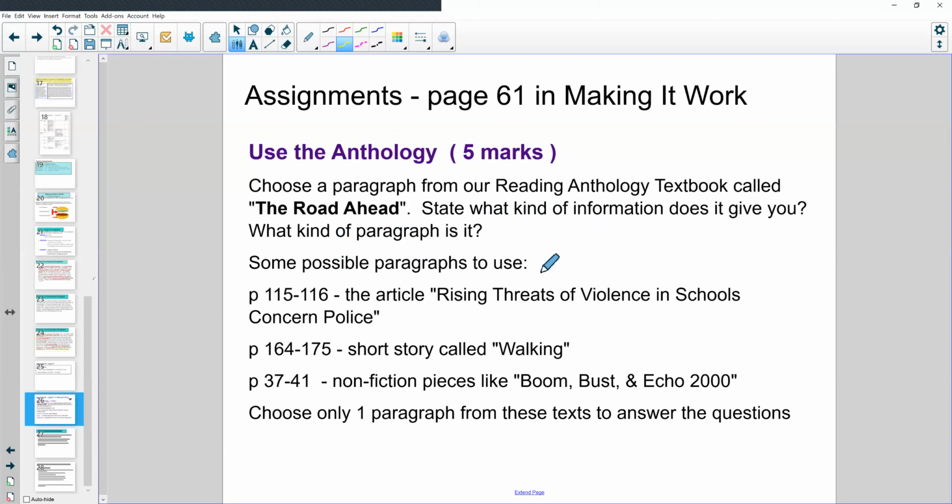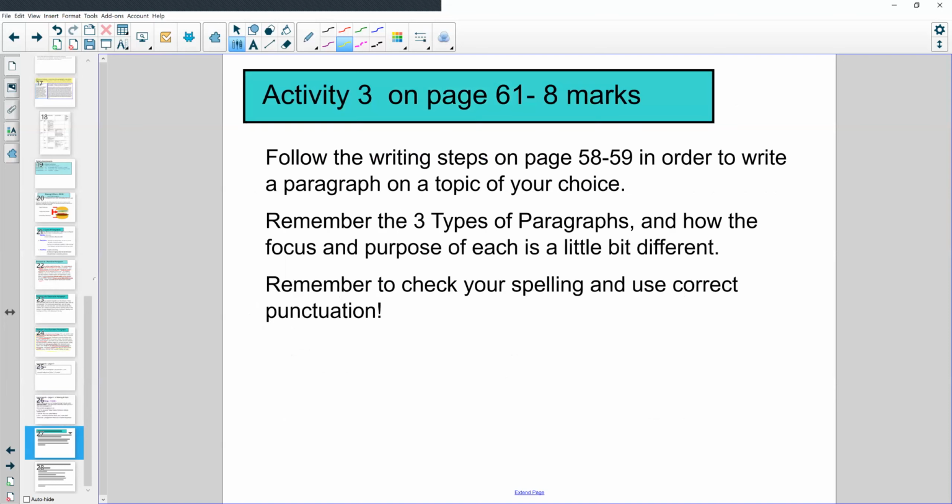They give you some possible paragraphs to use. You can choose other ones in there. That's fine. These are just the ones I thought were really useful. Page 115 to 116, there's an article called Rising Threats of Violence in Schools Concern Police. Page 164 to 175, a short story called Walking. On page 37 to 41, there's a nonfiction piece called Boom, Bust, and Echo 2000. Choose only one paragraph from these texts to answer the questions. This is only worth 5 marks.